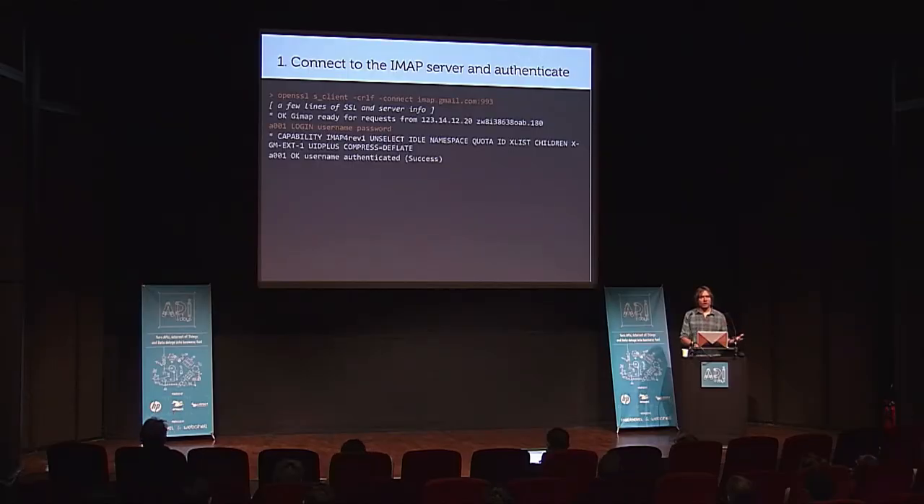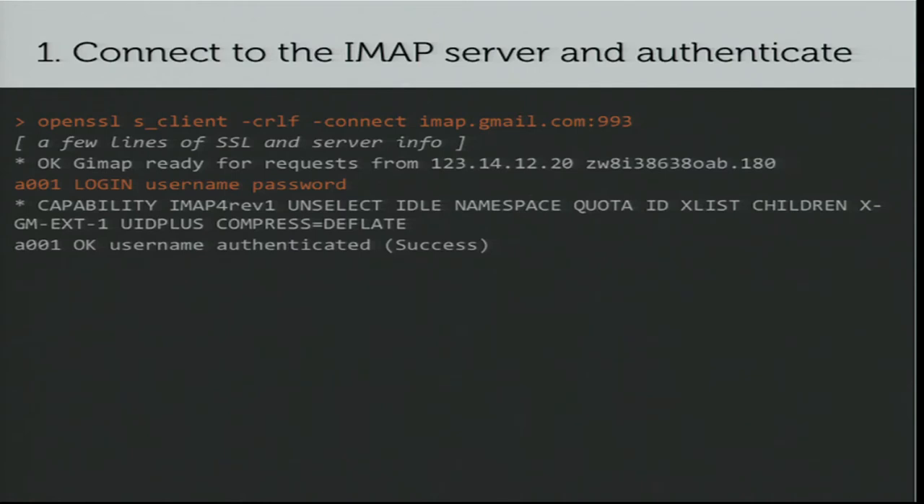So here's how you start out. You can connect via SSL. You can see how that works right there. Usually you log in with your name and password. Certain email providers like Gmail and Outlook.com offer OAuth authentication, which is preferable to passing a password around. Once you authenticate, then it's the same each time.